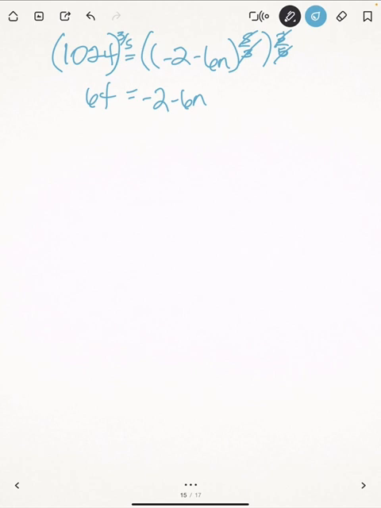So we want to get rid of the negative 2 because it's not directly touching our variable. We're going to add 2 to both sides and get 66 equals negative 6n, because these 2's cancel. Then we want to get n completely by itself by dividing by negative 6. So we divide both sides by negative 6, which is 66 divided by negative 6, which comes out to be negative 11.